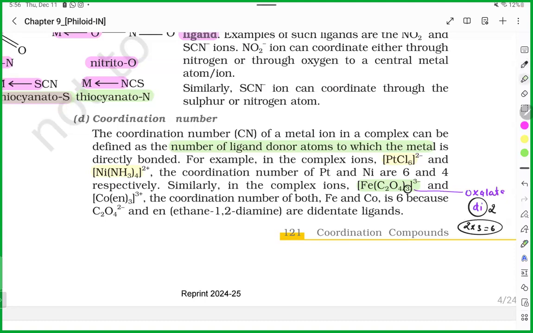I discussed this already, right? en is again didentate. And you have a total of three en. So what will be the coordination number? 6. Exactly. Now it looks easy. Because oxalate is didentate, en is didentate.